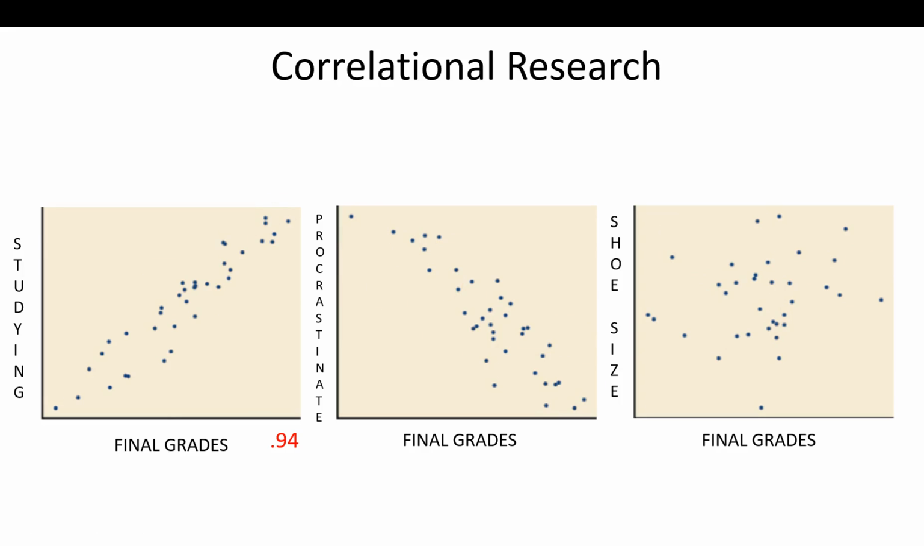And then moving on, here are some examples of the correlation coefficients. So if studying and final grades was 0.94, this would be a positive slope. If it was negative 0.89, this would be negative. And something like 0.13, which is closer to 0, would be a non-correlation. It would be a really weak correlation between shoe size and final grades.